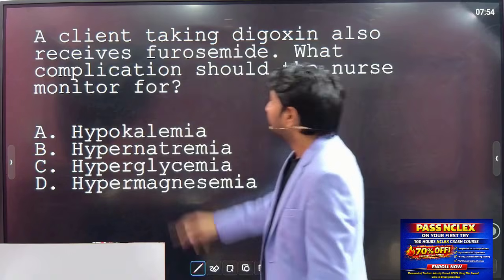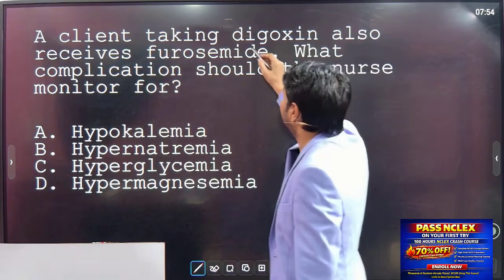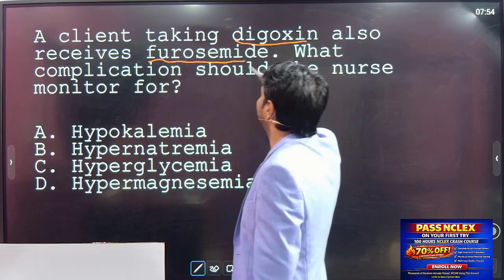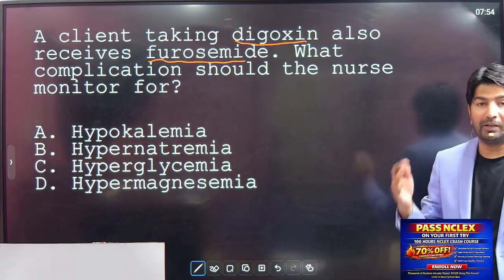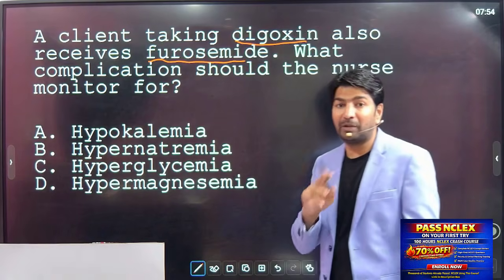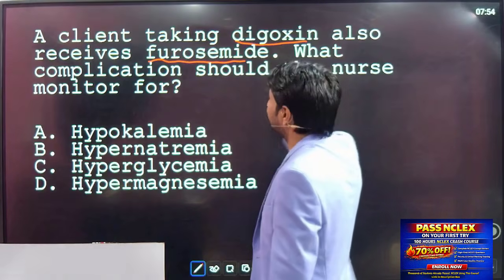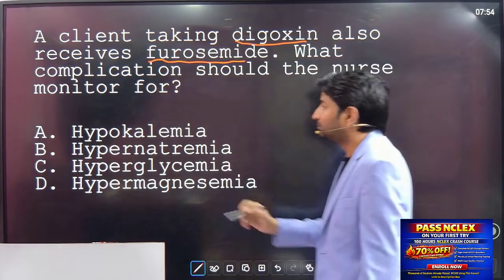Let's talk about the next question. A client taking digoxin also receives furosemide. So this means the patient is being given digoxin, and in addition to that, they're also receiving furosemide. Furosemide is a loop diuretic, and it flushes out potassium. This means the patient will develop hypokalemia. What complication should the nurse monitor for? Meaning, which complication should the nurse monitor for?